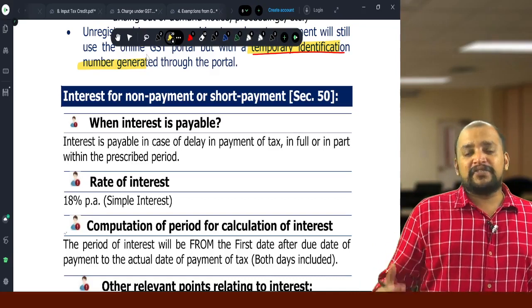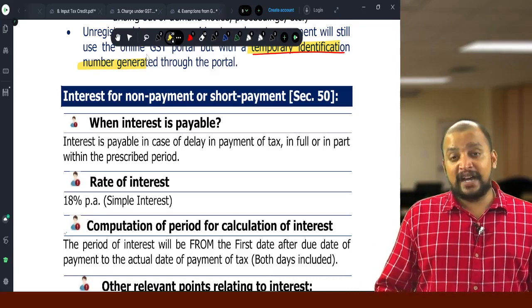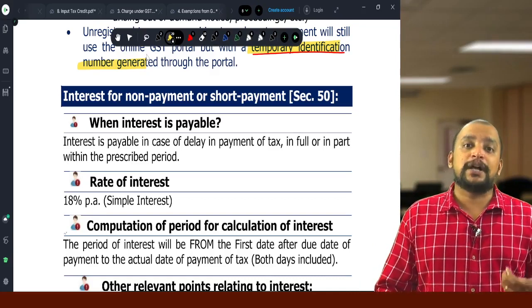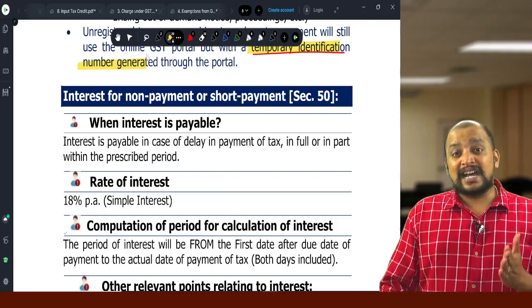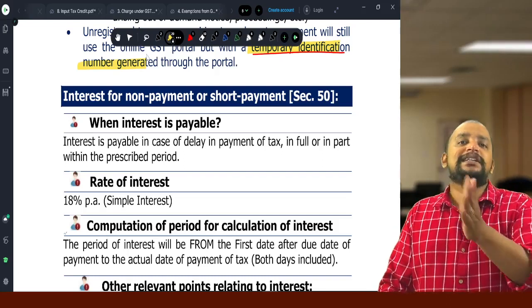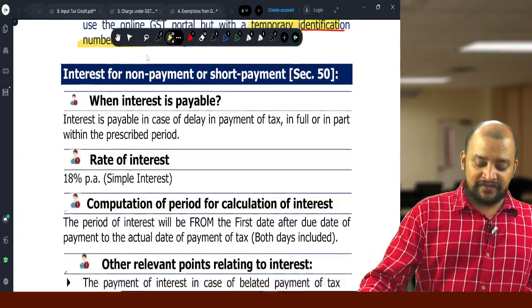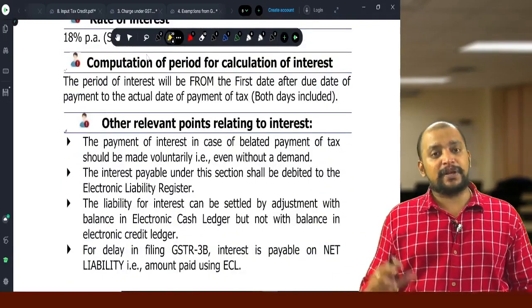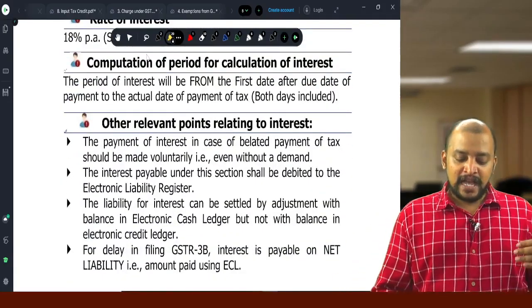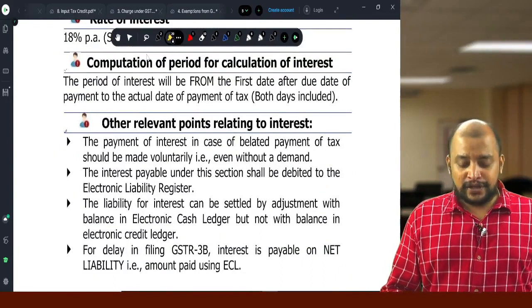Then what is the rate of interest? 18% per annum. And what is the period for which the interest should be computed? The period starting from the first date after the due date till the date of payment, and both days should be included. And other provisions relating to interest.